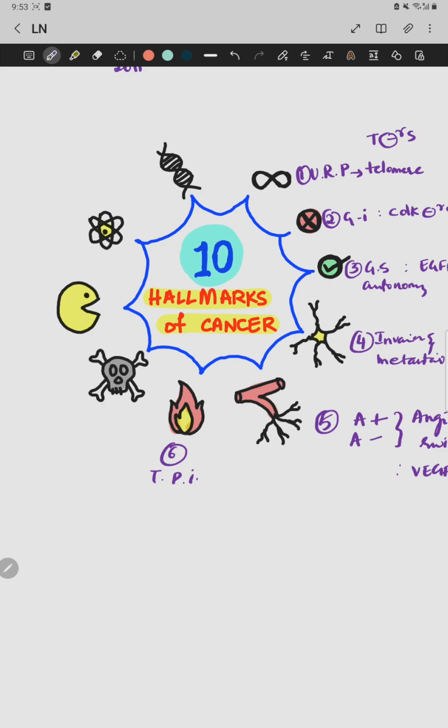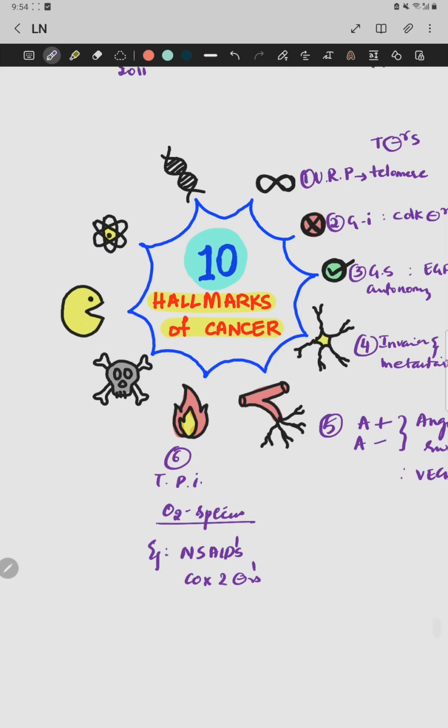Now next is tumor promoting inflammation. Here, we know that inflammation facilitates the ability of the cancer to release more mutagenic oxygen species. So here we can use NSAIDs, or selective anti-inflammatory drugs like COX-2 inhibitors.